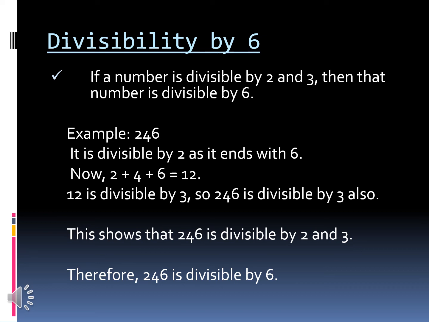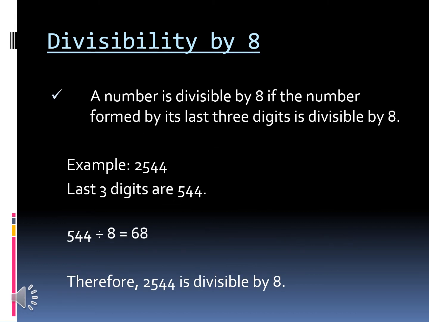So here we have checked both the divisibility rules, that is by 2 and 3, and both come out to be true. 246 is divisible by 2, and 246 is divisible by 3. So this shows that 246 is divisible by 6 also. This is how we check the divisibility by 6. Next is the divisibility by 8.